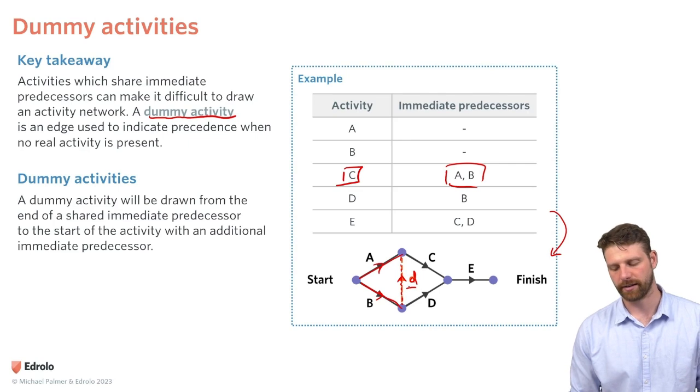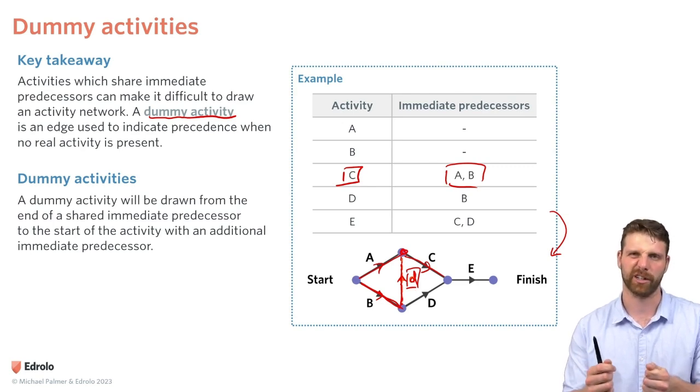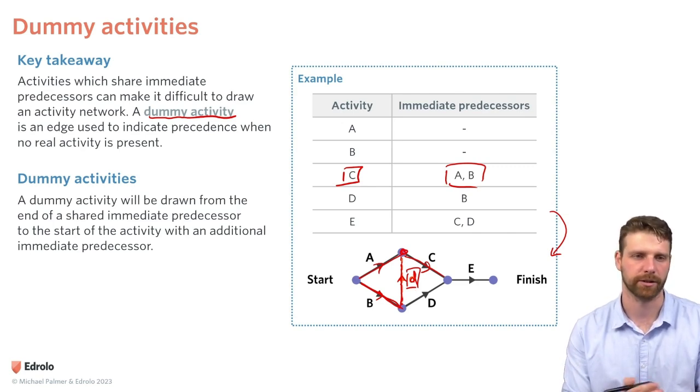And what that's showing is that, hey, B still needs to be finished before you start activity C. But we also want to be clear that this isn't another activity. It's not some other task that you have to do. It's just showing you the precedence. That's what it's trying to do.